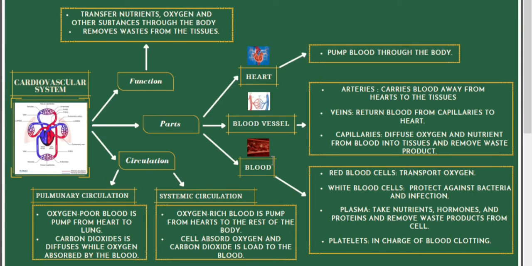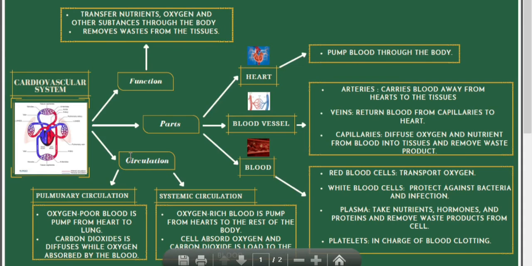And next, we will take a look into the blood. Blood is divided into four, which are red blood cell, used to transport oxygen. And the second is white blood cell, which protects our body against bacteria and also infection. The third is plasma, which carries nutrient, hormone, and protein to our body and removes waste product from cell. And the fourth is the platelets, which are in charge of blood clotting, used to stop our body from continuous bleeding.